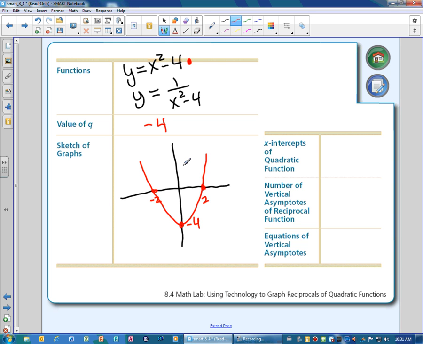Here's y equals x squared minus 4. Number of x-intercepts, 2. Number of vertical asymptotes has to be 2. Where are they? They're at x is 2 and x is negative 2. Draw them. Vertical asymptote here, vertical asymptote there. Okay, where y is 1, where y is negative 1.